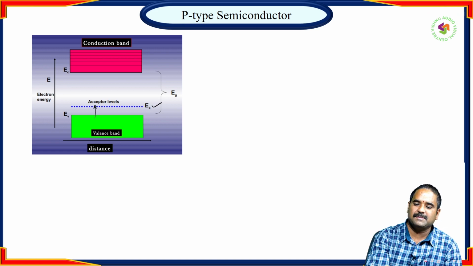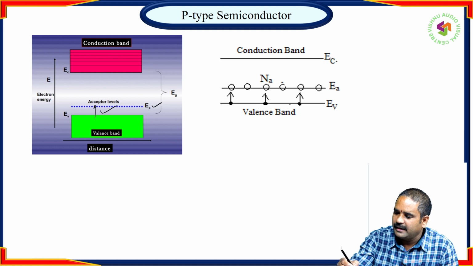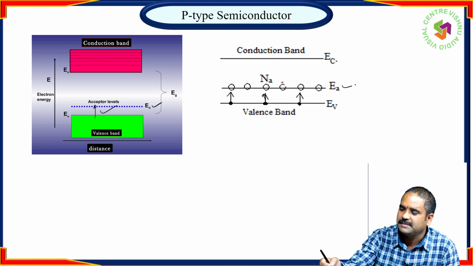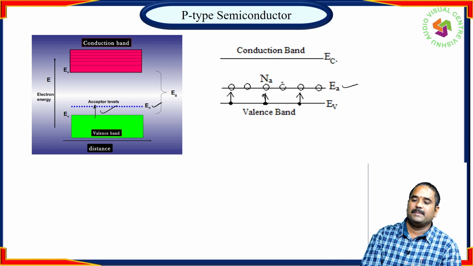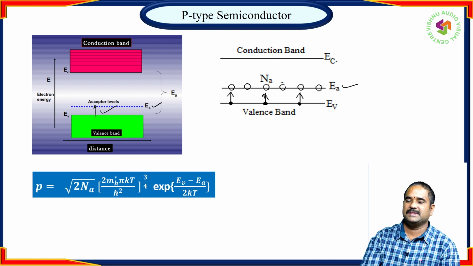So the conduction is possible at low temperatures only. Right? Here at low temperatures, electron take the transition from valence band to acceptor energy level. And for this p-type semiconductor also, we don't have the derivation. So I am giving the final expression.